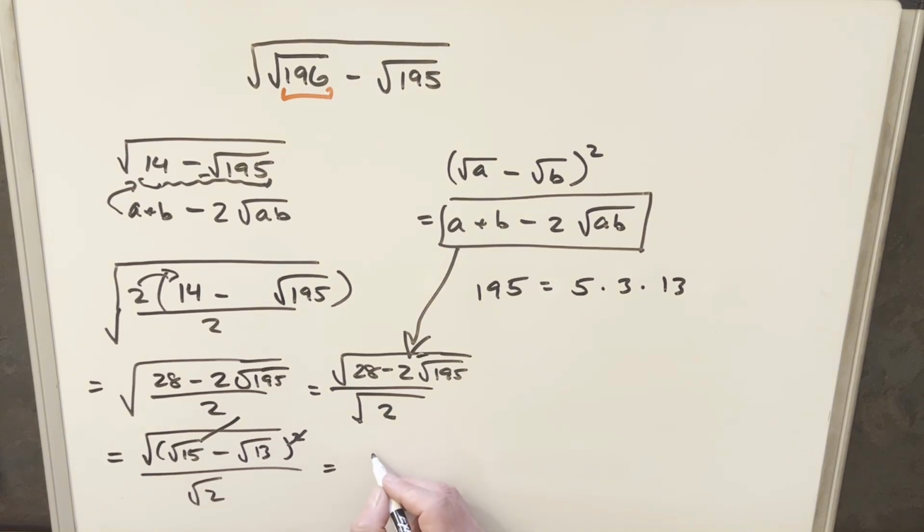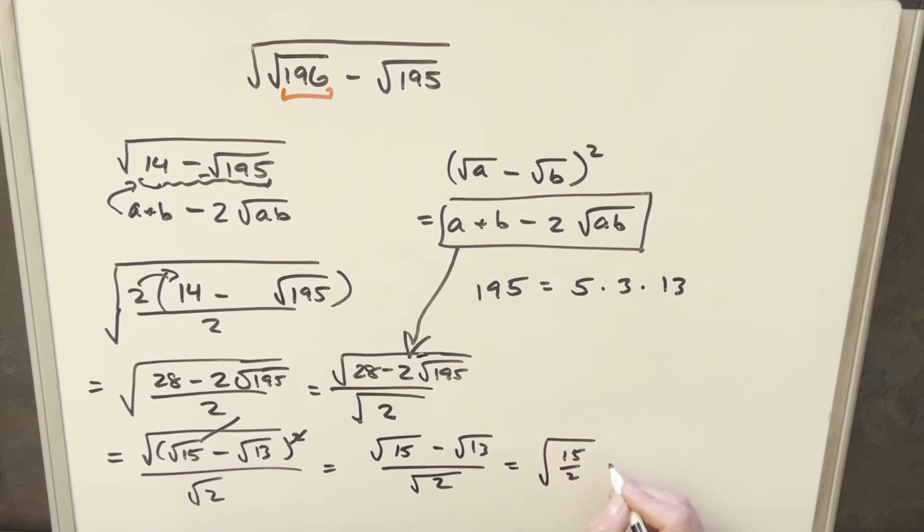So when we take this square root, we're going to end up with square root of 15 minus square root of 13 over square root of 2. And if you want to put these together, you could write this as square root of 15 over 2 minus square root of 13 over 2. And like I said, I think that's why you see this less. It's not quite as nice as if you had square root of 3 minus square root of 2 or something. So anyway, that's going to be our solution.